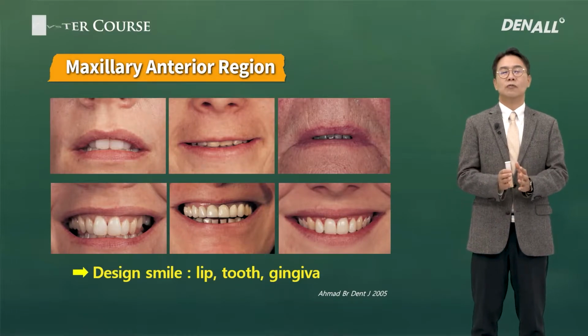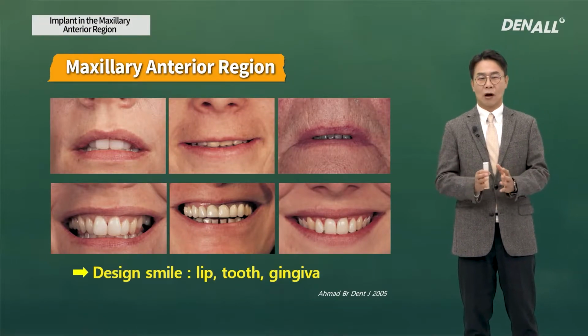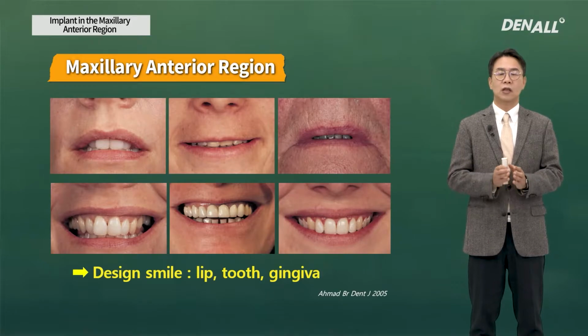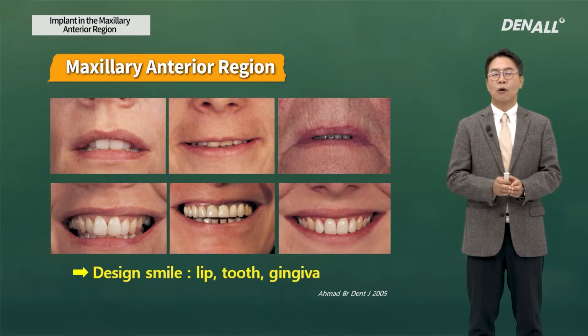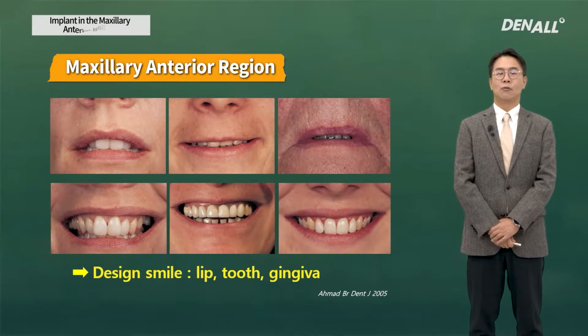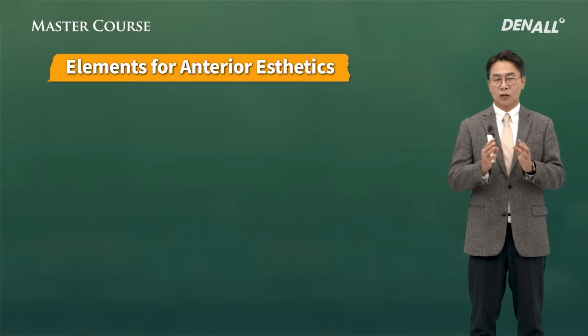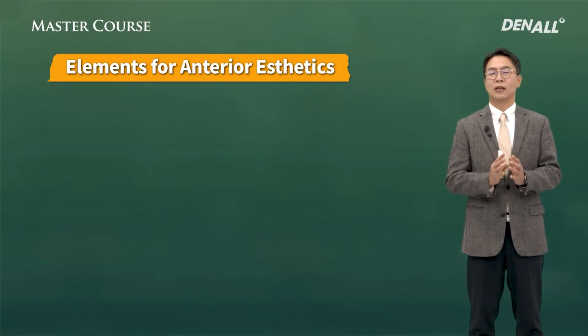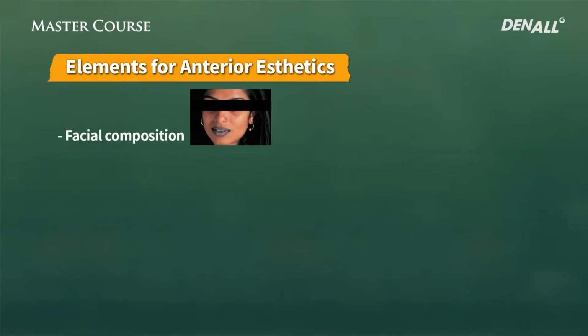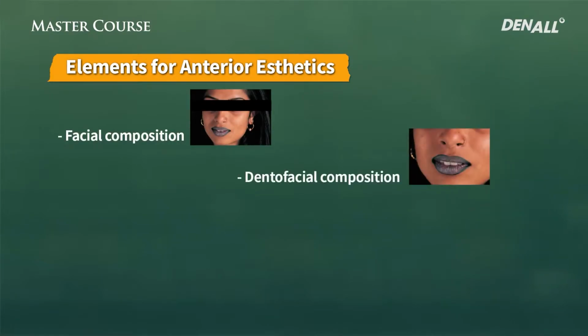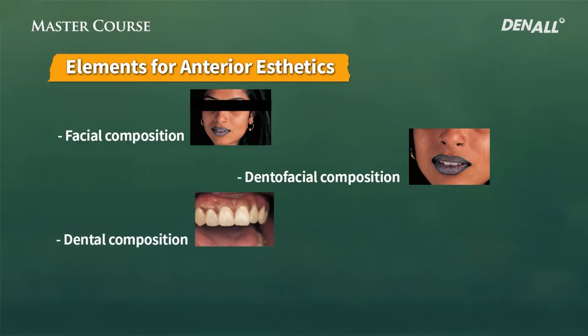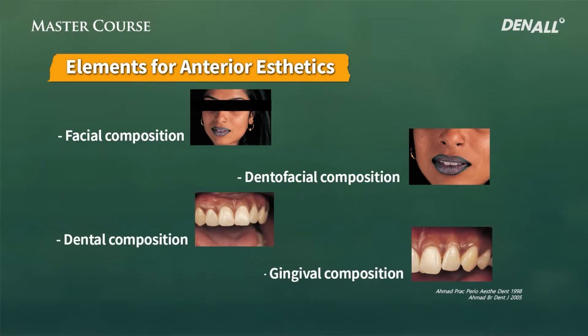This is a very broad subject to address in a short period of time, so I'm going to focus on teeth and gingiva in this lecture. Before that, let's talk about the aesthetic components, the 4 of them in the upper anterior: facial composition and dentofacial composition, dental composition, and gingival composition. And I'm going to talk about teeth and gingiva today.